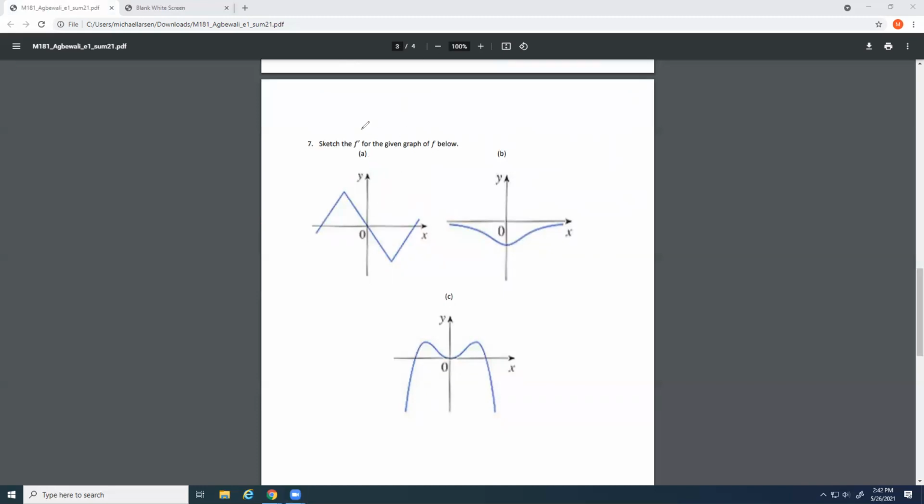All right. So for 7, it wants us to sketch f prime for the given graph of f below. So first thing for A. For the first part, we're just going up with a line with a positive slope, right? And then after that, we do a little bit of a V. It's almost like two absolute value piecewise functions. And then we come down, it's negative. And then we go up with a pretty similar slope to what we started with. So it's pretty much the same.